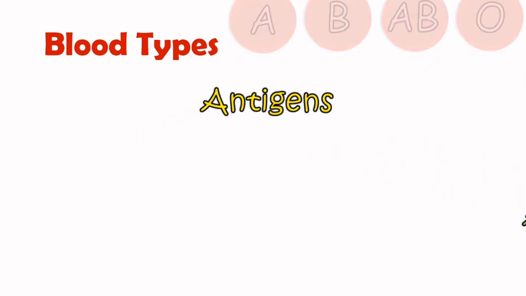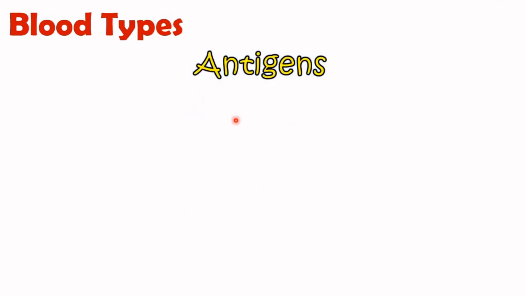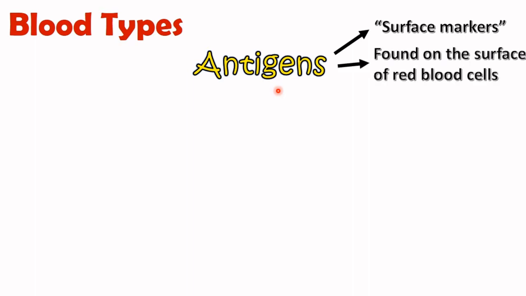So, we go with the antigen first. The antigen is known as a surface marker. This is because the antigen can be found on the surface of the red blood cells. So, if this is your red blood cell and these are your antigens. Why are the antigens considered markers? This is because the antigen found on the surface of the red blood cells can determine what kind of type of red blood cells are in the human body.